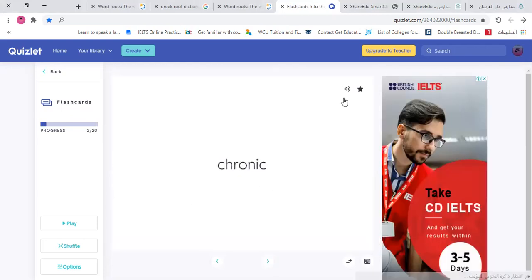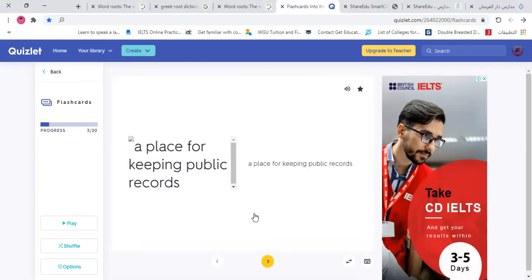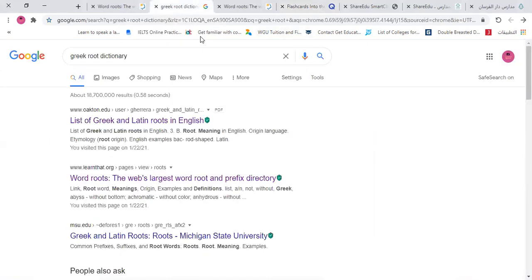And then we have chronic, lasting for a long time. This barn is a chronic barn. It lasted for a long time. It has been working since 100 years ago until now. So chronic means for a long time. Then we have archive. Archive, which means what? This is archive.